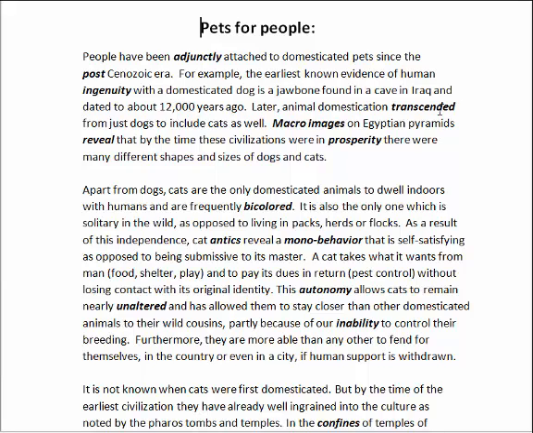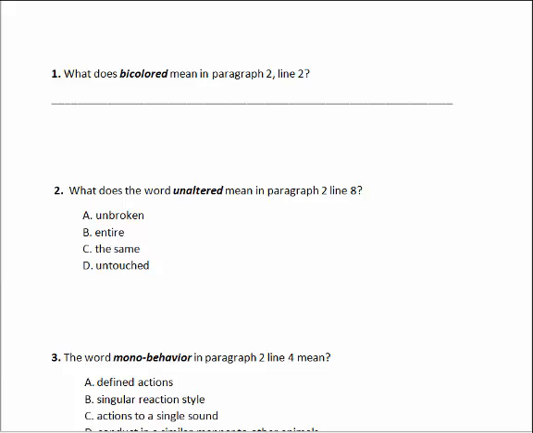This is Lesson 2, homework assignment number 7, so I know you have heard me say this so many times already. We'll just jump right into the questions. Let's get started with question number 1. Number 1, what does bicolored mean in paragraph 2, line 2?